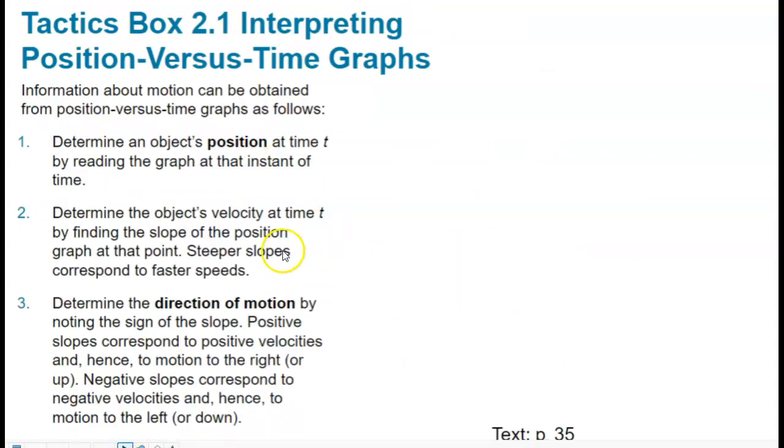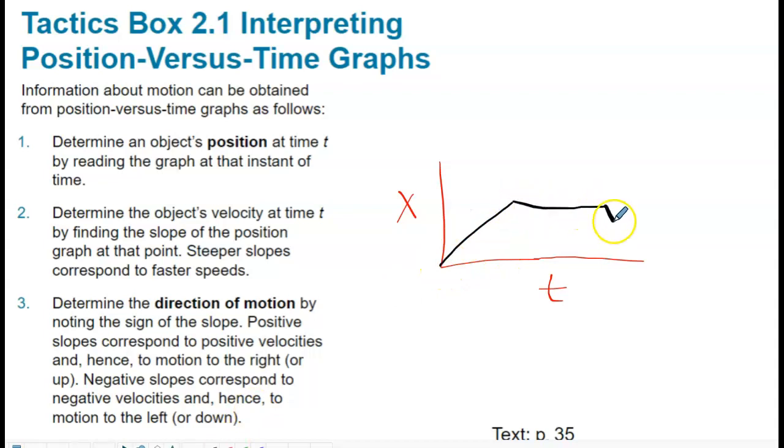This slide, I think, is useful. It describes the motion and ideas that go along with a position versus time graph. So again, on a position versus time graph, I'm going to sketch another one. Position is on the vertical axis, time is on the horizontal. I'm going to graph a line here, and I'm going to ask you to think through what's going on.